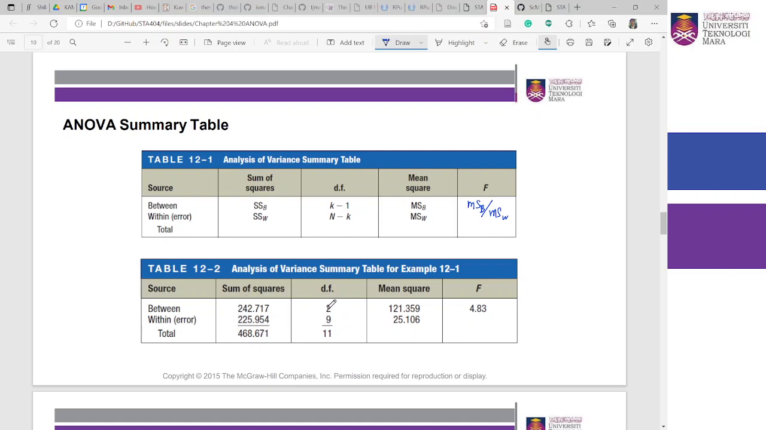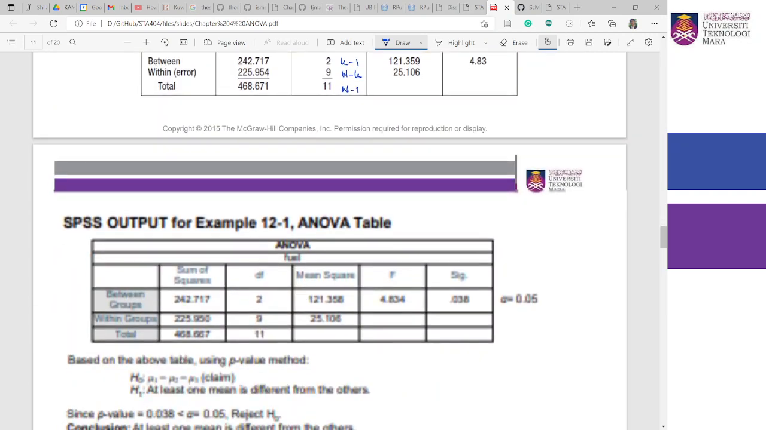So the degrees of freedom here is the sum of these two. 2 plus 9, you get 11. So basically, this one is K minus 1, this is N minus K, and this is basically N minus 1. Right. So that is the situation. Alright. So this is the ANOVA table and how you can read the table. Okay, macam mana dapatkan nilai-nilai tadi.